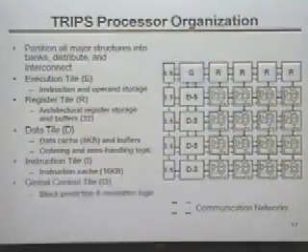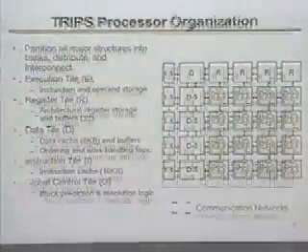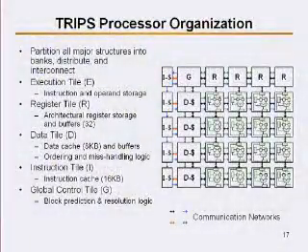And finally is the global tile that I mentioned a little while ago. The main responsibilities of the global tile are to sequence these blocks, and also has a block predictor which is somewhat similar to a branch predictor. Every few cycles it's making a prediction on what the next block is to be mapped on the processor.